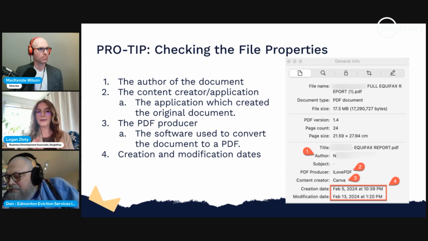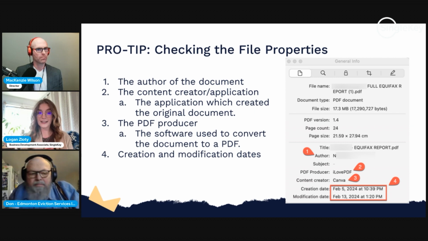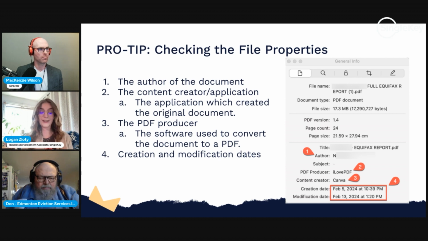And then more importantly, the creation and modification dates. The creation date for credit reports should be the date that you ordered the report. And then if there is a modification date, it should be exactly the same as the creation date or not be there at all. It should not be after. Those are great tips, Logan. I love that.